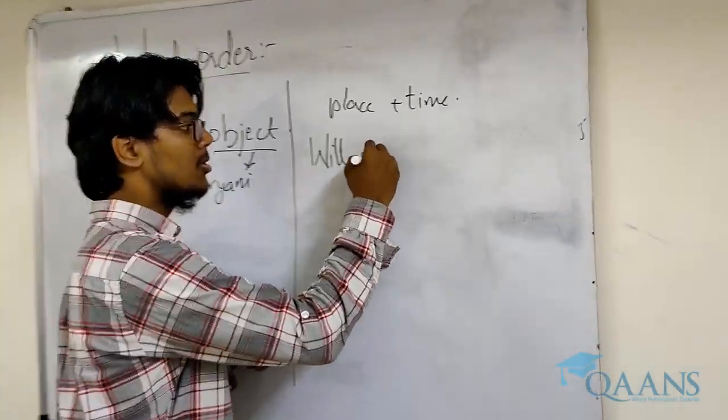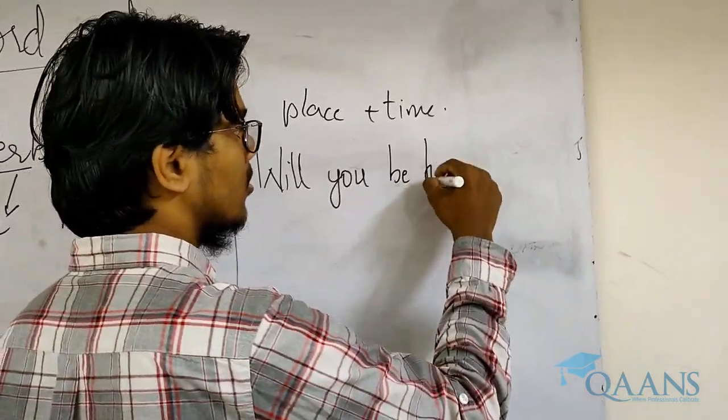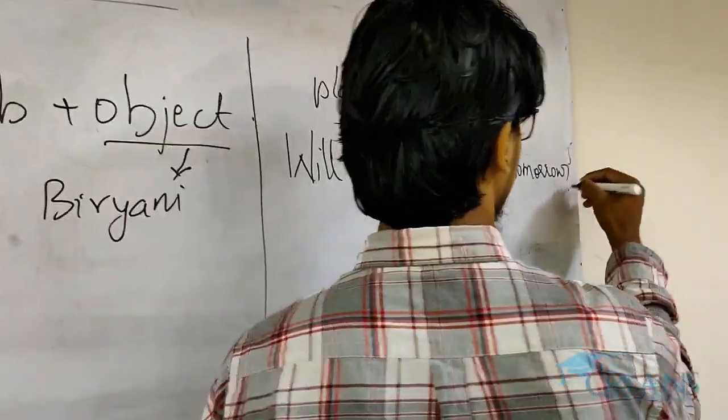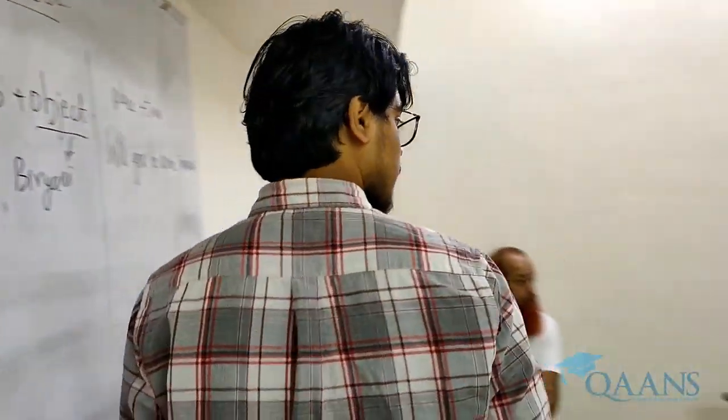For example, will you be home tomorrow? So listen carefully. Here, the place is home, and tomorrow is the time. Will you be home tomorrow? So home is the place and tomorrow is the time. This is another word order.